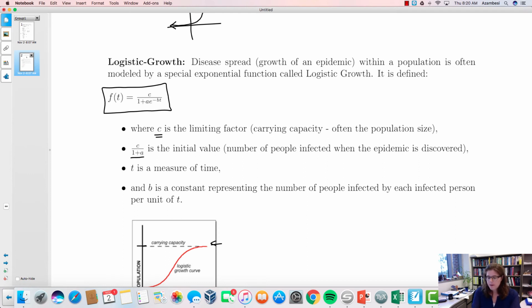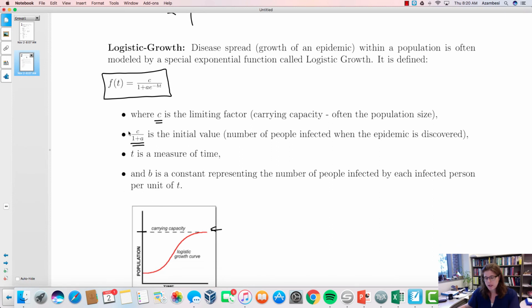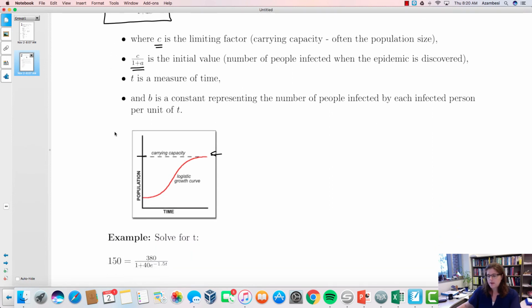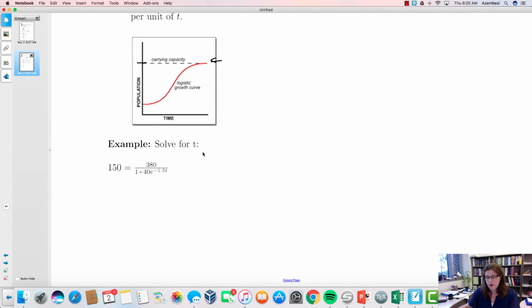Now the number of people infected with an epidemic or with a virus when an epidemic starts is C over 1 plus A. T is usually a measure of time, and B is the constant representing the number of people infected by each infected person in every unit of time. So today I wanted to talk just about how to solve for T if you have it in this kind of situation. So if I'm looking at this equation here, anytime you have something you're solving for equal to a constant and the thing you're solving for is in fractional form, we want to multiply by the denominator to get rid of our fractional component.